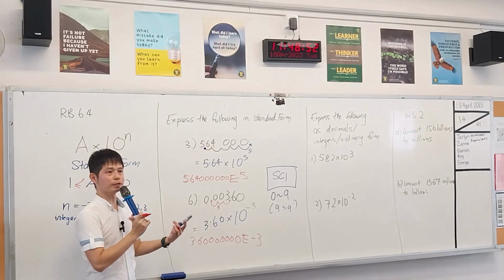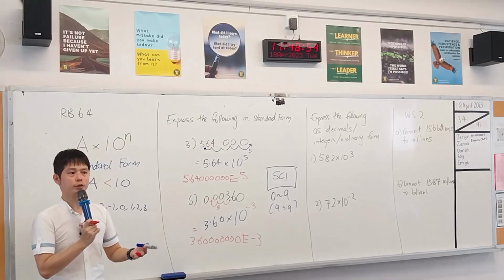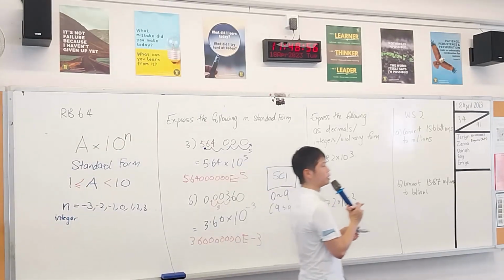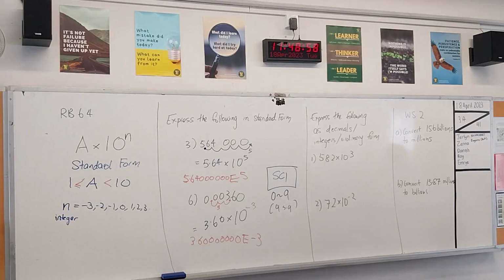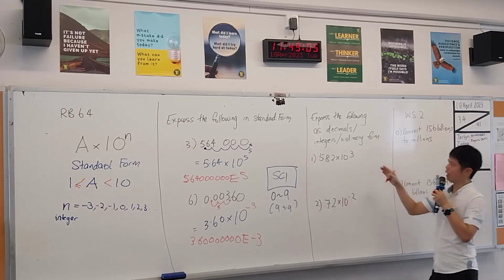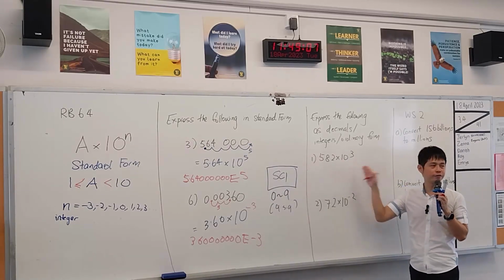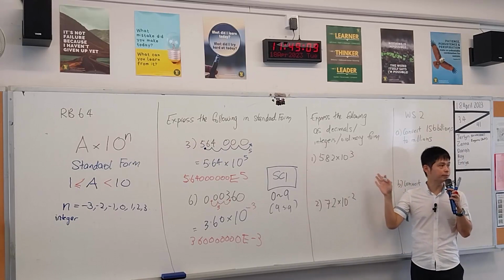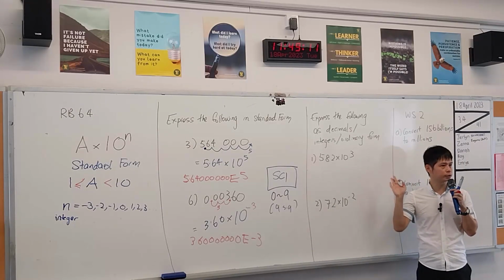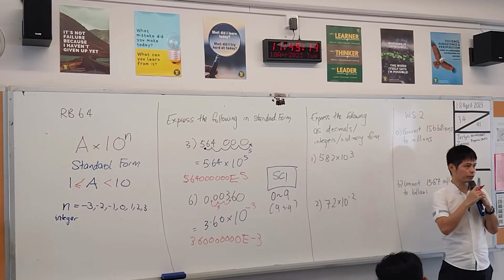So anyone who has problems converting to standard form, you can either do it mentally or use the calculator. I strongly advise you use the calculator. Okay, now, what is the problem with the calculator? I want to change this to ordinary form. I want to change this to decimals. I want to change this to whole numbers, integers. The calculator cannot help me anymore.